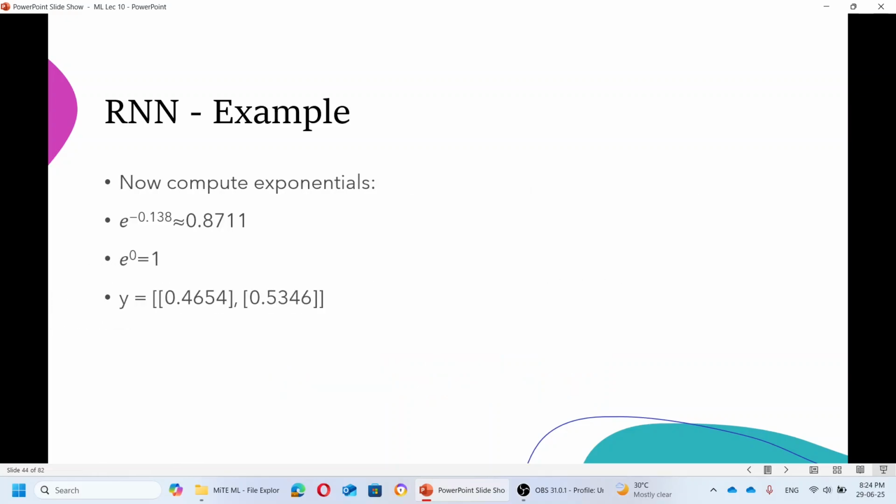So now when we applied this, we finally got 0.4654 and 0.5346. As you can see, 0.5346 is greater and its value is closer to 1, so we can say that the output is 0 1, which means it is negative according to our assumption. Although the sentiment or the mood is positive, here we are getting the incorrect result. The main reason is that the weights which we have assumed are arbitrary. They are not trained values. If we had used trained values, then of course we would have got the correct answer.